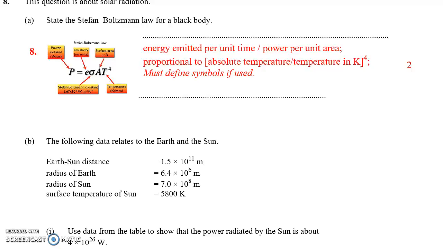It stated the Stefan-Boltzmann law for a black body. If we go to topic 8, we have a look at some of the formulas that you see on the formula sheet. You can see that the Stefan-Boltzmann law is right there, and it's the power radiated is equal to the Stefan-Boltzmann constant multiplied by the surface area of the body multiplied by the temperature to the power of 4. You can write down the formula as long as you define some of the symbols.